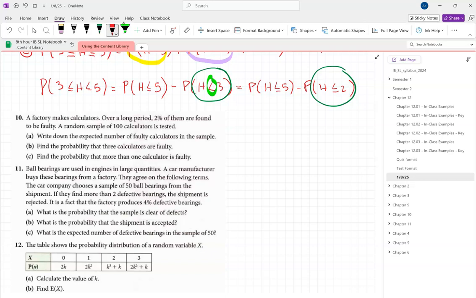It's binomial. Why do you know it's binomial immediately? There are 2 true outcomes. Either the calculator is faulty or it's not faulty. Everybody agree? There's only 2 things the thing can be. That should tell you right away it's going to be binomial, if you have 2 choices. So let's say F is whether the calculator is faulty or not, is binomial 100, 0.02.